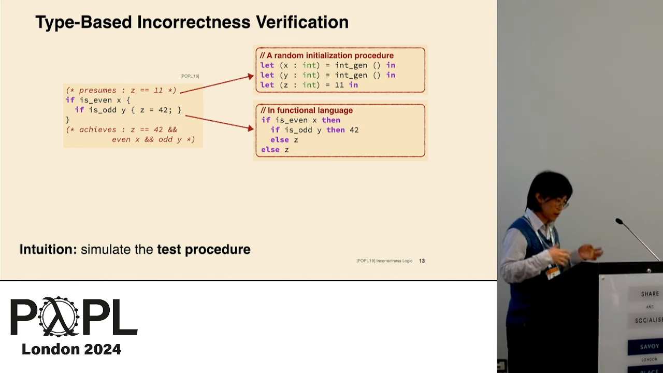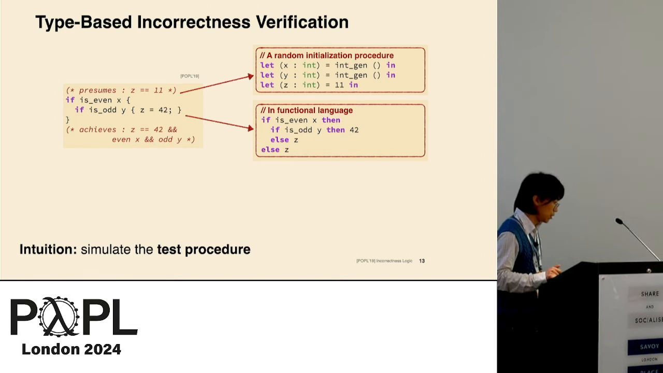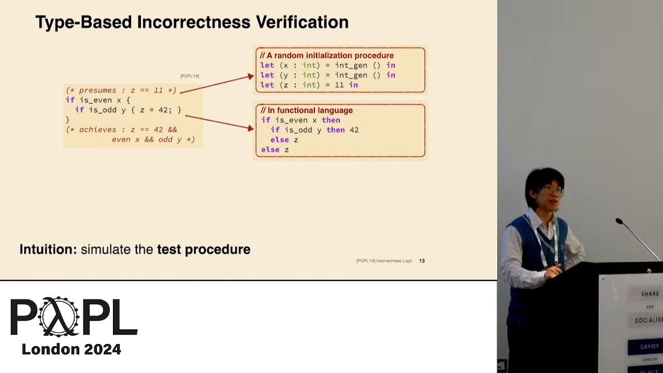And the second step is quite interesting. We add a random initialization procedure that is consistent with the precondition z equal to 11. We say z is equal to 11, and x and y have no constraint. They can be arbitrary integers. So we simply say x and y are the result of some int gen. In some sense, you can treat the random initialization procedure as generating different test cases non-deterministically, and we test the original program. So that's how I simulate the test procedure.